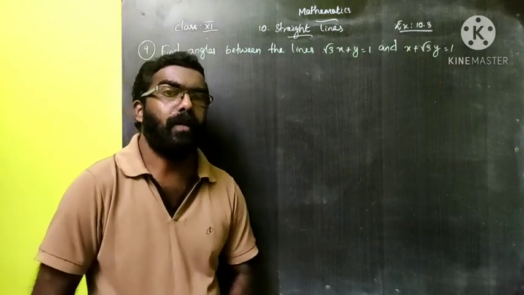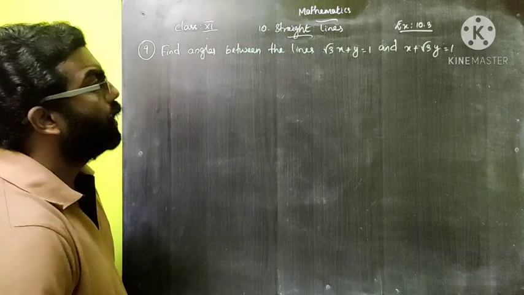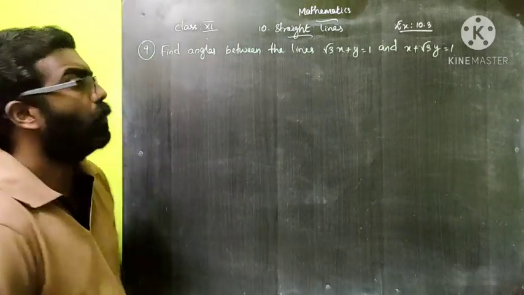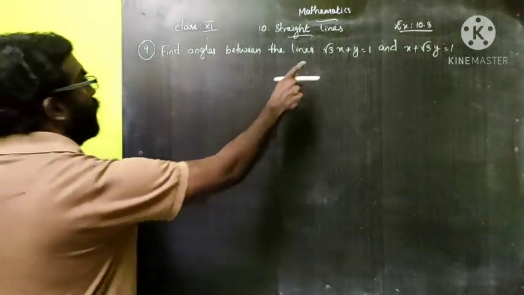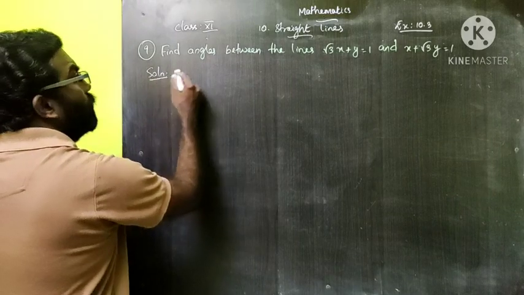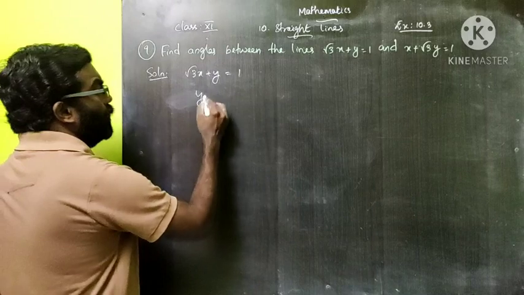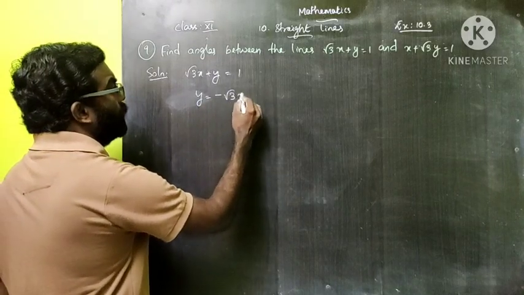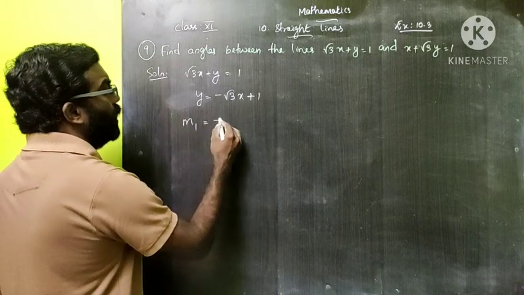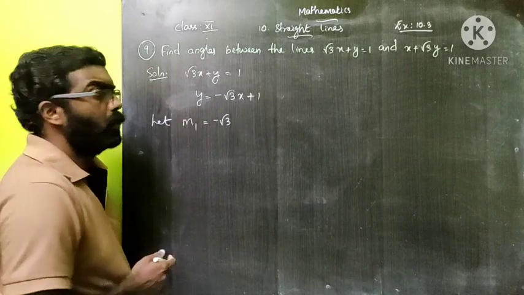Now we move on to question number 9. Find the angle between the lines root 3x plus y equal to 1 and x plus root 3 y is equal to 1. First of all, we can find the slope of these two lines. The first line is root 3x plus y is equal to 1. So y is equal to minus root 3x plus 1. From this we can write the slope as minus root 3. Let m1 is equal to minus root 3.